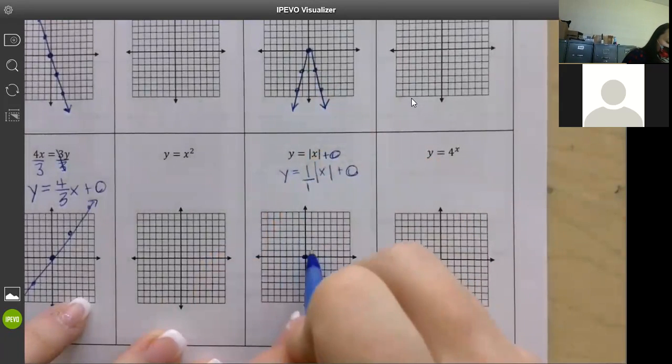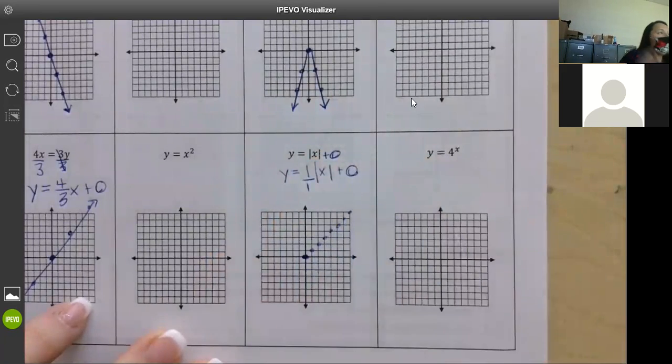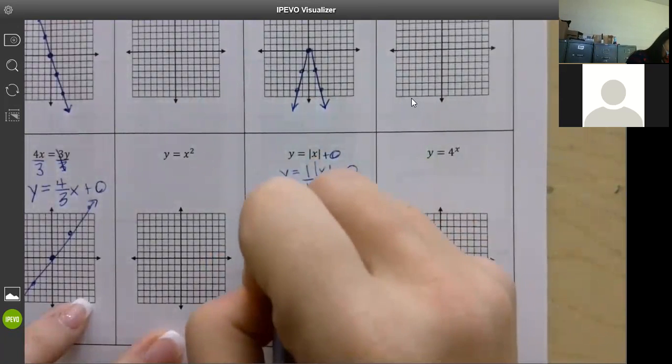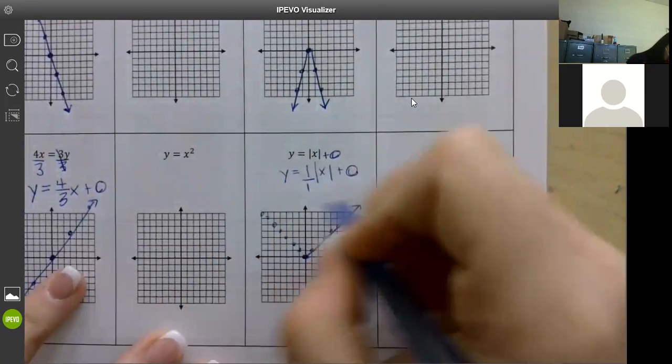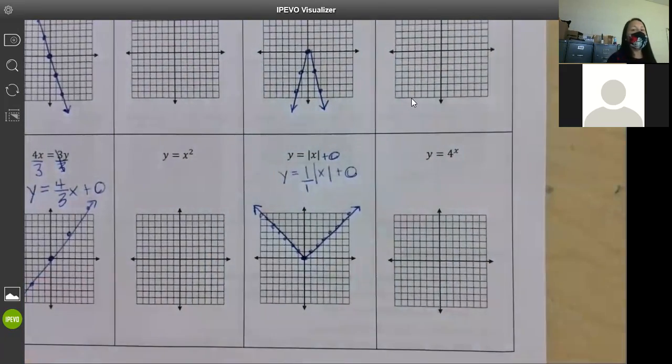0, 0, we're going to go up 1 over 1. It's a positive, so it should be pointing up or opening up. And then we make it mirror itself on the other side. So we always graph the right side first, and then we mirror the left side. Any questions so far?